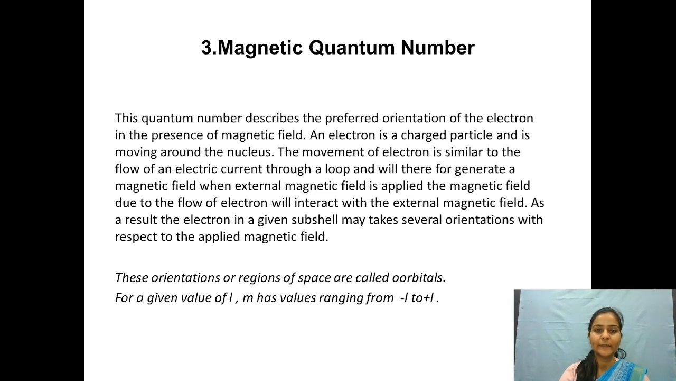Now moving to the third one, the magnetic quantum number. This quantum number describes the preferred orientation of the electron in the presence of a magnetic field. As we all know, the electron is a charged particle, or you can say a negatively charged particle, and is always moving around the nucleus. So the movement of the electron is very similar to the flow of electric current through a loop, and this movement will generate a magnetic field. As in the case of a wire, when electric current is passed through a wire, it will generate a magnetic field in the surrounding area.